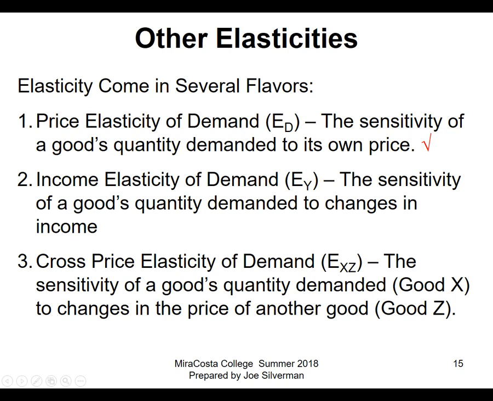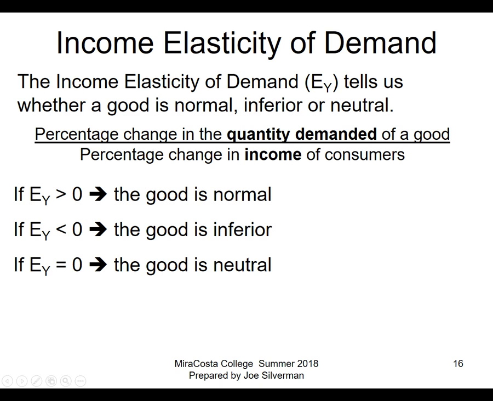In other words, if the price of good Z goes up and people buy more of good X, those two goods are substitutes. If the price of good Z goes up and people buy less of good X, then those goods are complements. We'll go through calculating these in a moment as well.